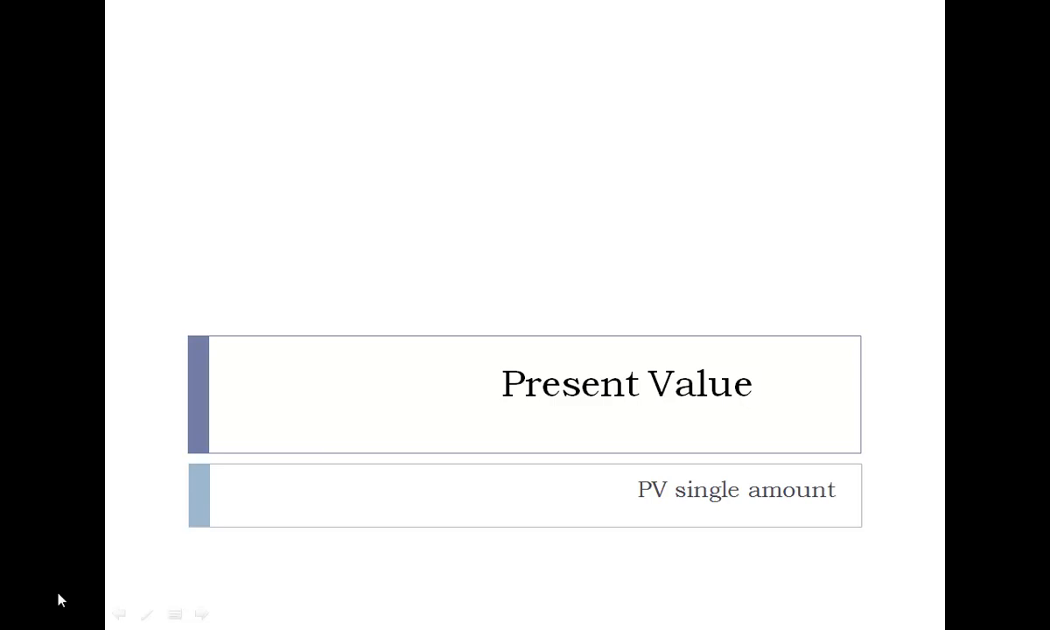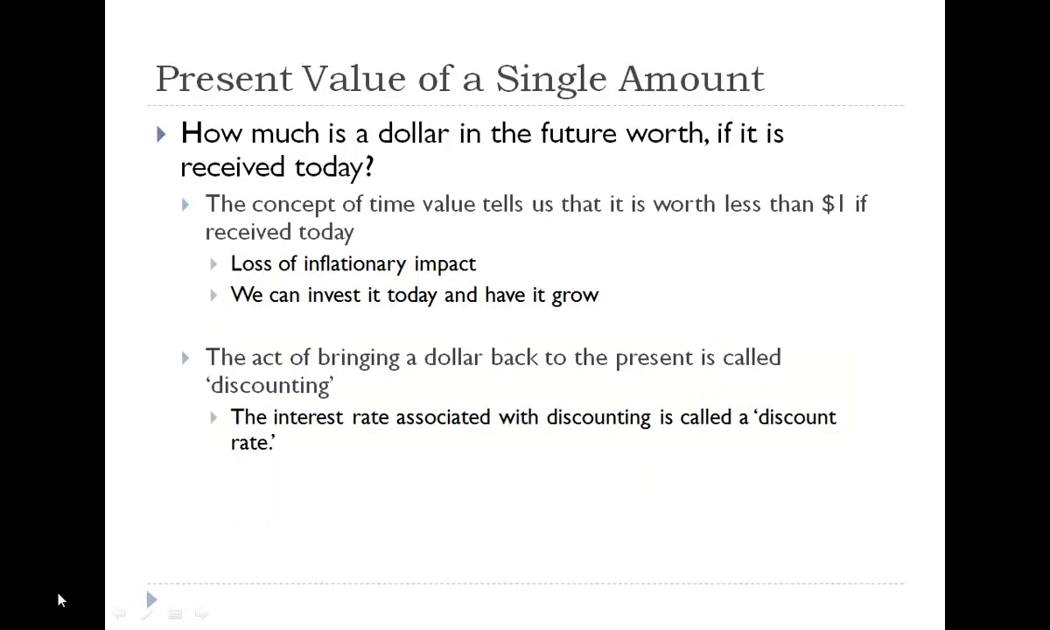Present value of a single amount of money. One of the things that we can do with time value of money is calculate present values, or in other words, how much would a certain amount of money in the future be worth today if we could get it today. We call that discounting, bringing money backwards in time.